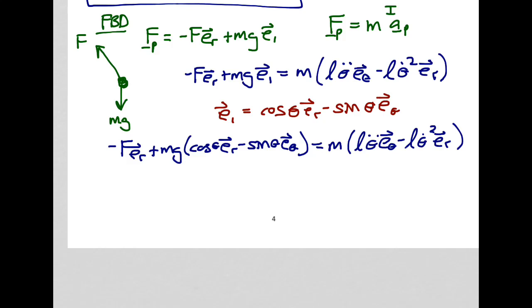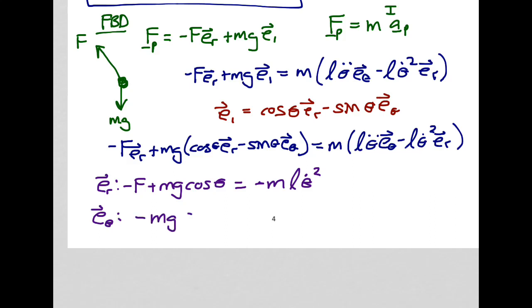So if we look at the E sub r coefficients, we'll get negative F plus mg cosine theta is equal to, and on the right hand side of the equation, all the E sub r coefficients are negative m L theta dot squared. If we equate our coefficients for our E sub theta direction, then we get negative mg sine theta is equal to, on the right hand side, m L theta double dot.